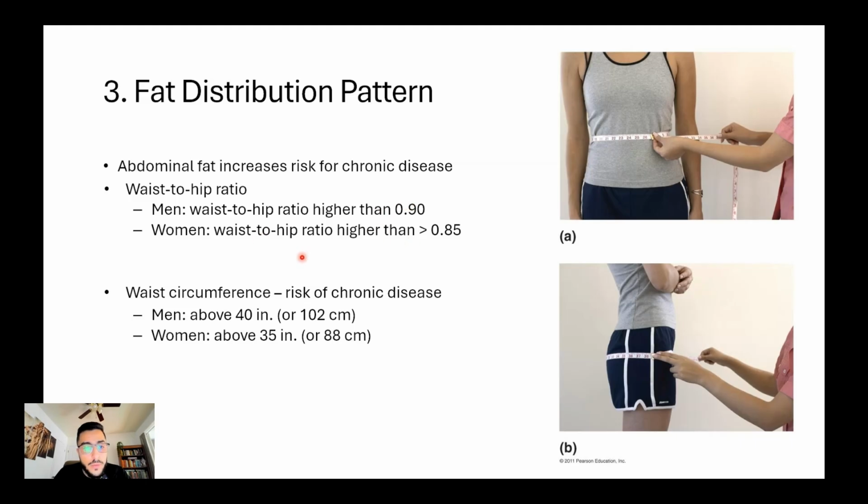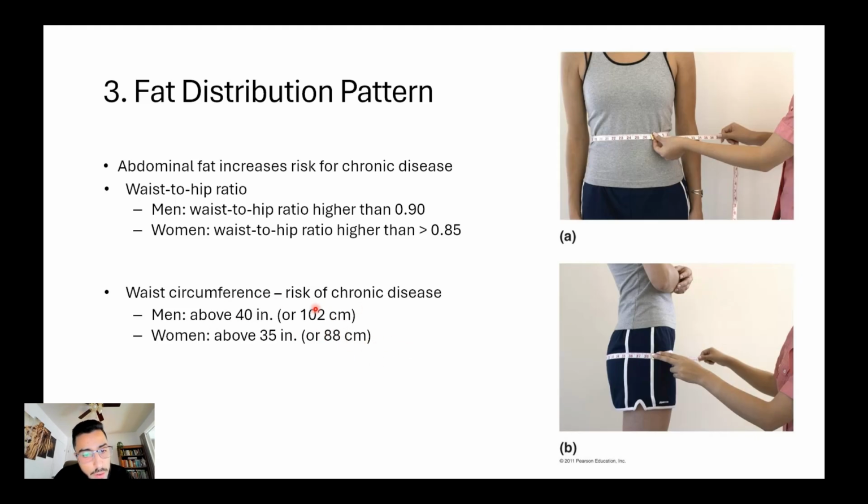For women it's above 0.85. These are general. In reality, there are specific ranges for different ages, but in general, it's this. For the waist circumference, for men, if you're above 40 inches, that's an increased risk of chronic disease. In centimeters, 102. And then for women, it's above 35 inches or 88 centimeters.